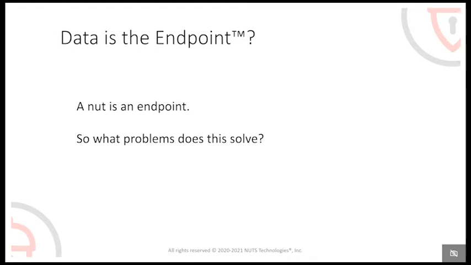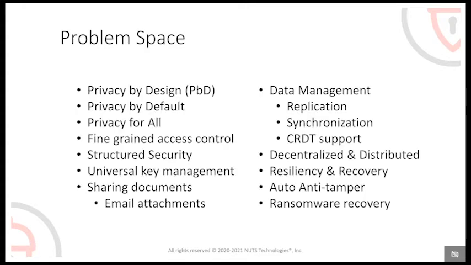So in this way, data is the endpoint, a nut is the endpoint, and now we go to, what does it solve? What problems does it solve? So the problem space of nuts is very large. We've shown that this is privacy by design, almost by definition, and it's privacy by default, and it's for everybody because we created this so that your average user can use it individually for free.